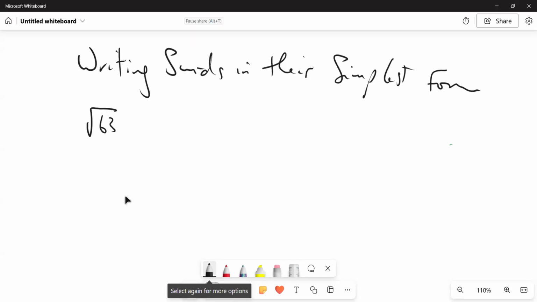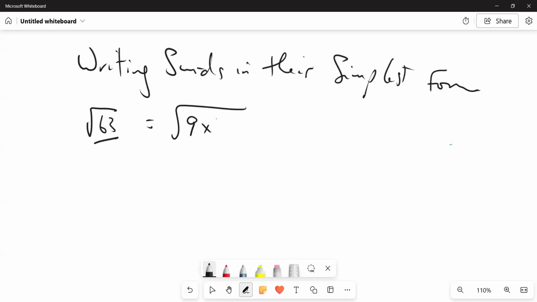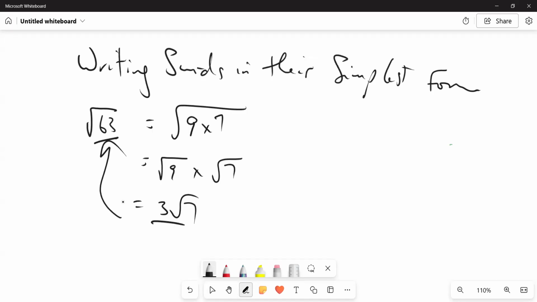So let's take another example. You can see that there is a perfect square that's a factor of 63. I think it's 9. So you can write this as root 9 times root 7. So you have 3 root 7. Think you get it? And of course, I don't have to tell you that you can take this and write it back.